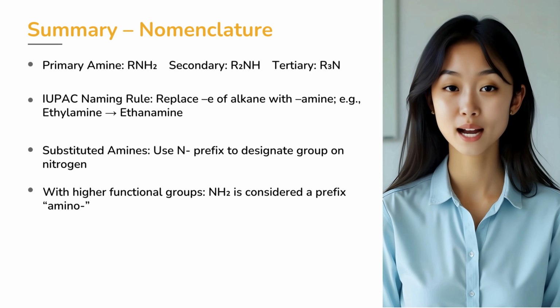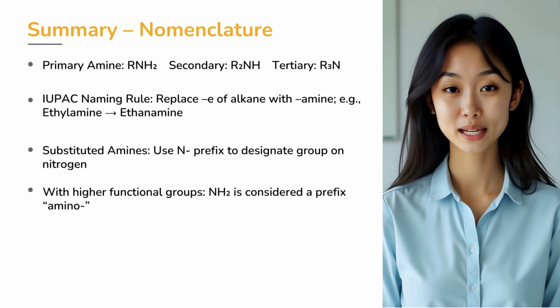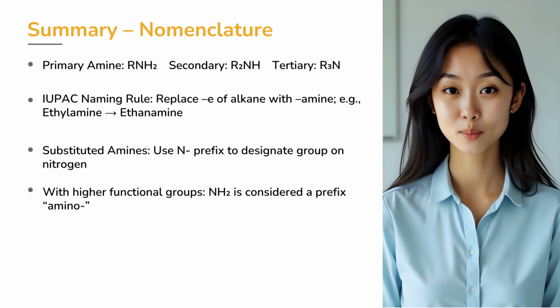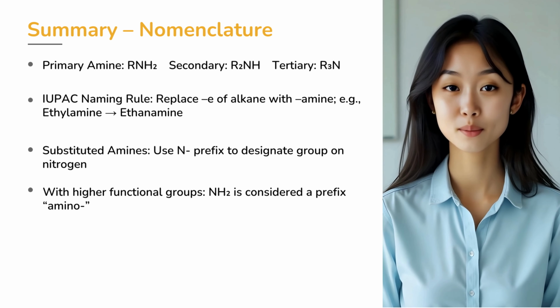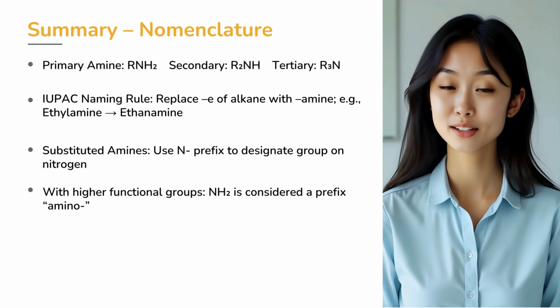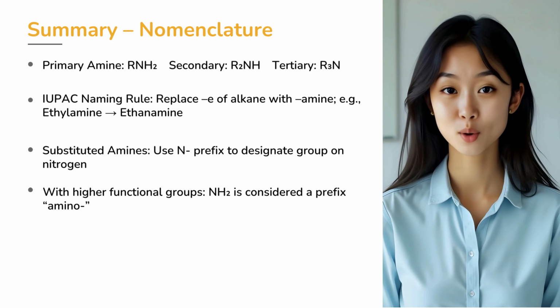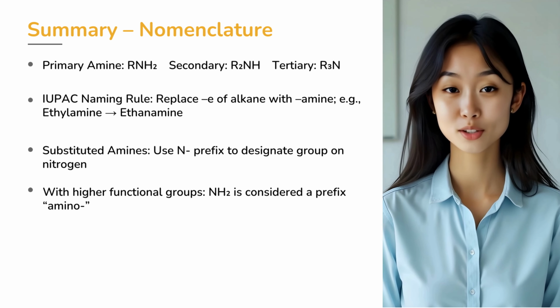Primary amines have one alkyl group attached to nitrogen, written as RNH2. Secondary amines have two, R2NH, and tertiary amines have three, R3N. The IUPAC system names amines by replacing the final E of the alkane name with amine, turning something like ethylamine into ethanamine. When we have substituents on nitrogen, we use the prefix N to indicate these groups clearly. In molecules where higher priority groups like carboxylic acids are present, the amine group becomes the prefix amino.